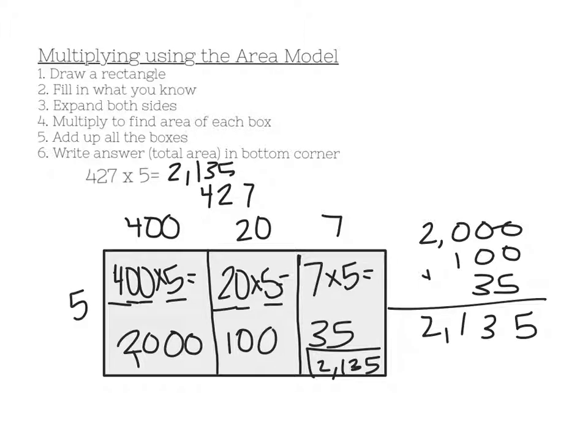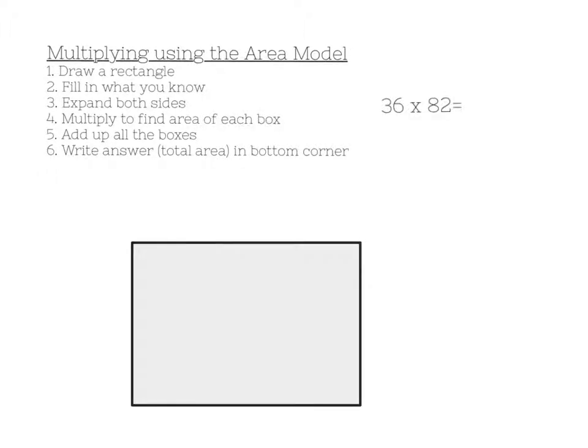And that's the answer to the multiplication problem. Now I'm going to do a double 2-digit by 2-digit number. So first I drew my rectangle, now I fill in what I know. Because my length is a little bit longer, I'm going to put 82 up top, and then 36 is going to be on the side.